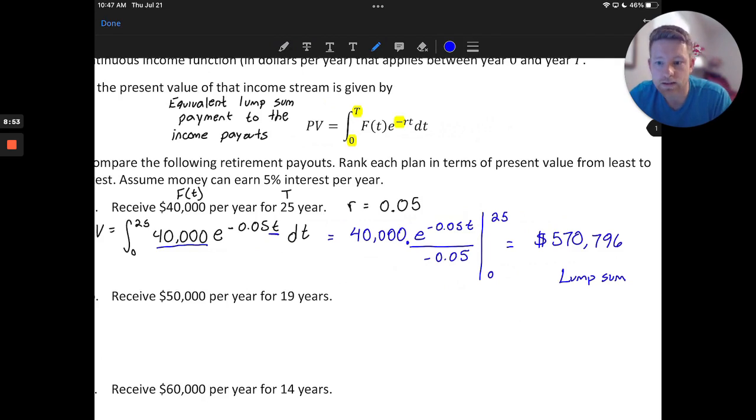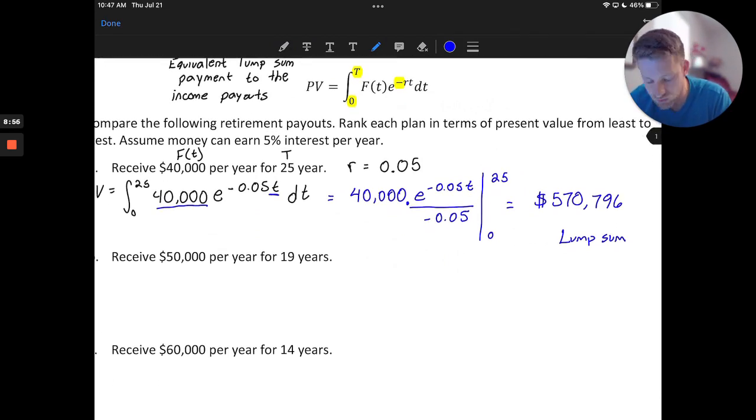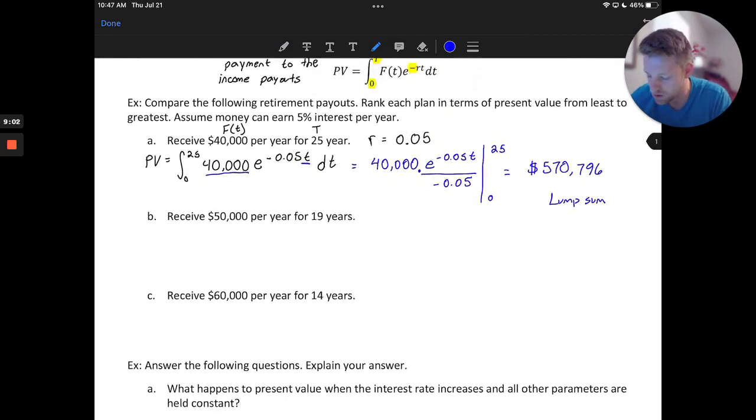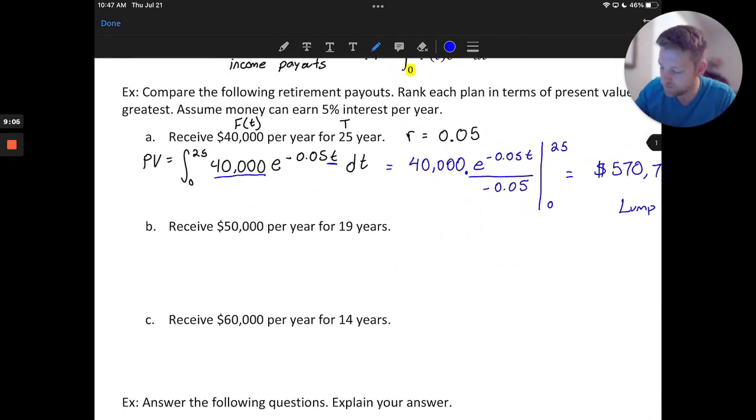So let's compare with the other two here. The antiderivatives are going to be very similar, so I'll just set this problem up and give our solution. The next present value for the income stream we want to consider is for a $50,000 payout over 19 years. So again, we'll go from 0 to 19 this time. That's the payout term. We have $50,000 as our income, and then our interest rate is the same.